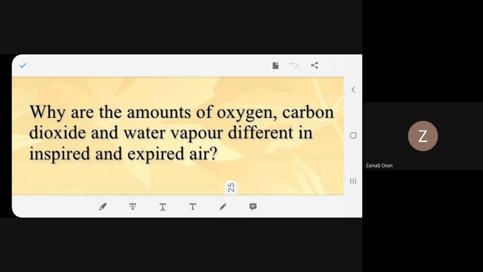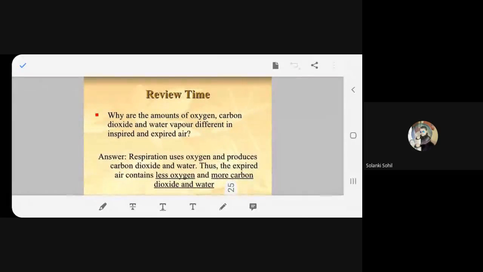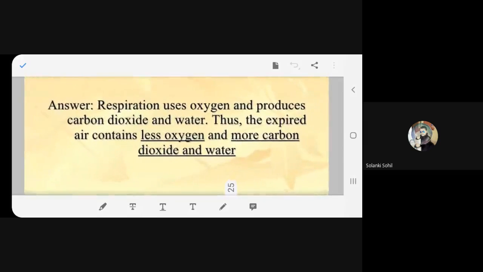So when we inhale, oxygen is maximum. When we exhale, carbon dioxide is maximum along with water vapor. So this is the difference. Amounts of oxygen, carbon dioxide and water vapor are different when we are inhaling or exhaling. You understood now? All of you understood better? So what is the answer?